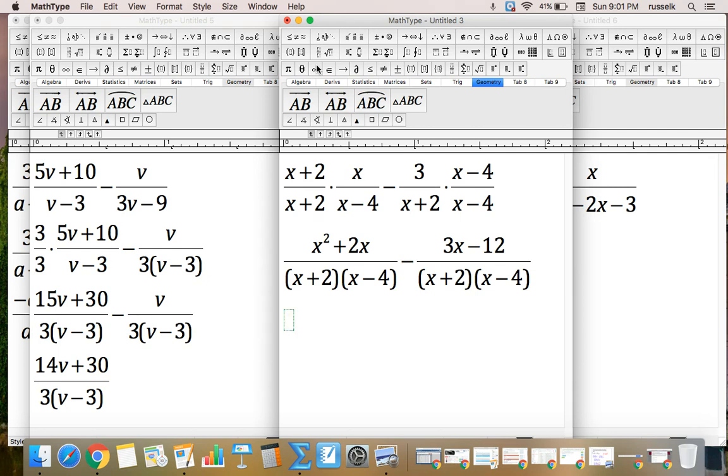Now that we have common denominators, we can go ahead and subtract the tops. X squared, there's nothing like it, so when I subtract, it stays as x squared. I have 2x minus 3x, which is minus 1x. And then nothing minus negative 12 becomes plus 12. Common denominators stay the same.